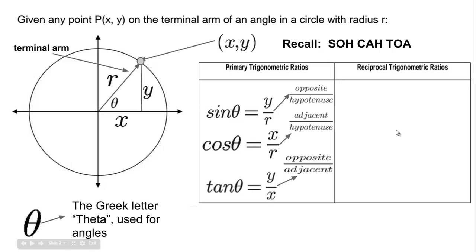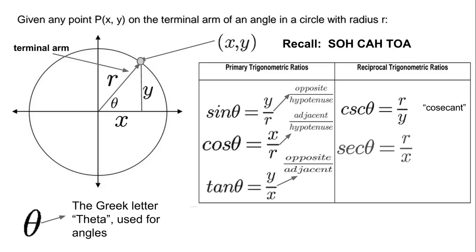Okay. And then new this year, we talk about what are called the reciprocal trig ratios, and all those are is just the other way around. Instead of opposite over hypotenuse, we do hypotenuse over opposite. We refer to this one as cosecant. There's the secant, which is the reciprocal of cos, and cotangent, which is the reciprocal of tan. That's all they are, just something else we can use. It's just the reciprocal.